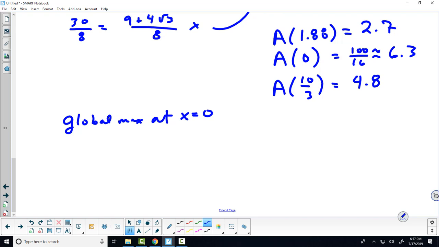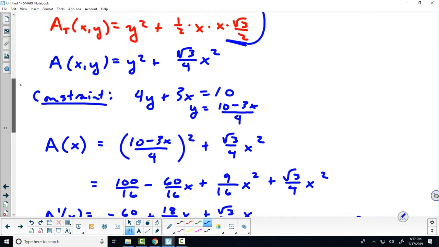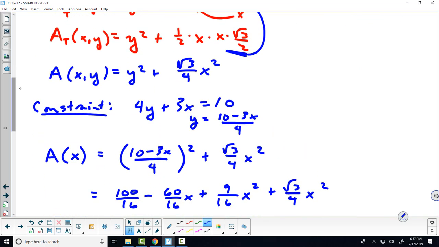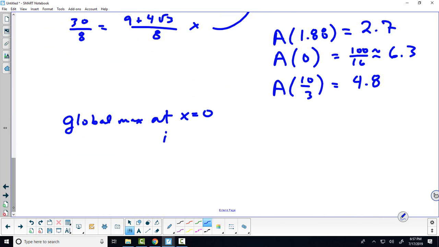Okay? So if x is 0, then what are the dimensions of the square? Boy, I wish I had a way to solve for y in terms of x. Oh, right there. When x is 0, what is y? 10 over 4 or 2.5, right? I.e., the square has dimensions 2.5 by 2.5, whereas the triangle has dimensions 0, 0, and 0. Okay? Not a triangle at all. That maximizes your area. Does that make sense as an answer?